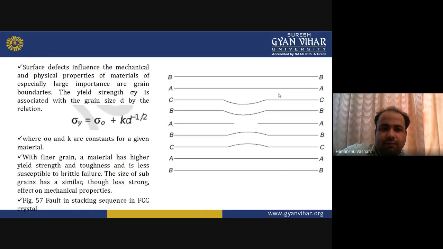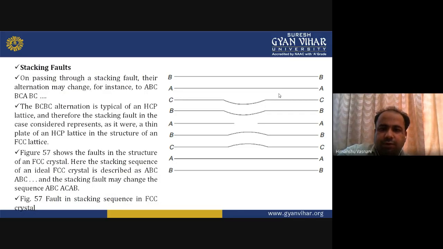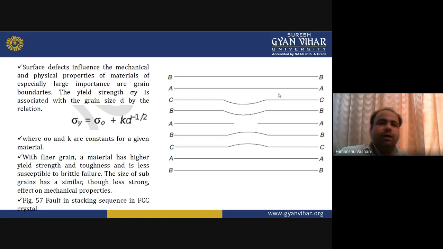There was an equation in this also. Surface defects influence the mechanical and physical properties of the material. Of especially large importance are grain boundaries. And there is an equation giving that sigma y equals sigma naught plus k d raised to the power minus 1 by 2.